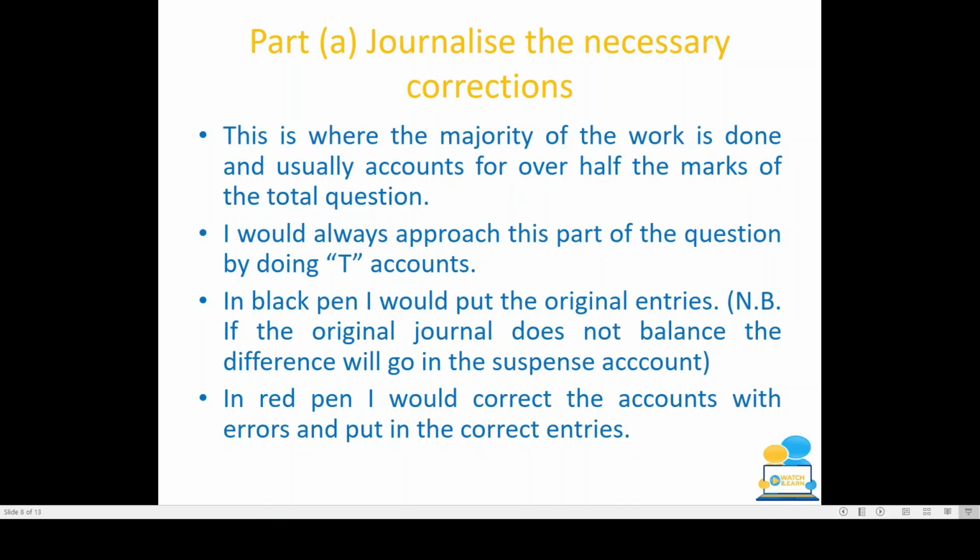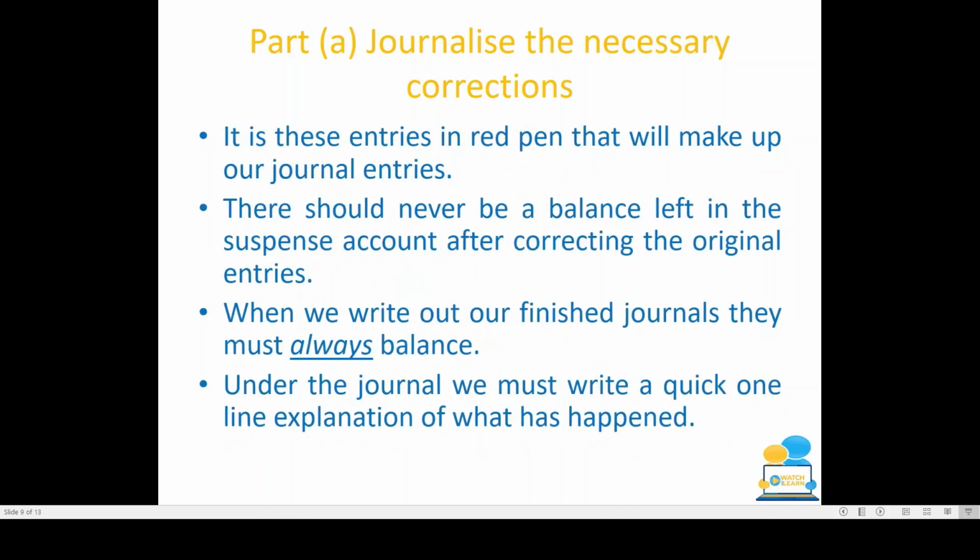So I'd fix what they have done or do the opposite of what they've done to fix it. And then I would put in the correct entries in red. So all of that I would do in red. It is these entries in red pen that will make up our journal entry. So when we go to make our journals, we pick out the figures in red, we write them out as a journal, and our journal should balance. There should never be a balance left in suspense account after correcting the original entries. So by the time your journal is done, the suspense balance should be 0.